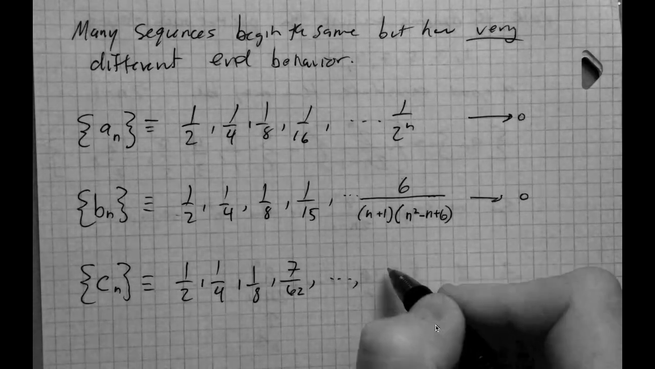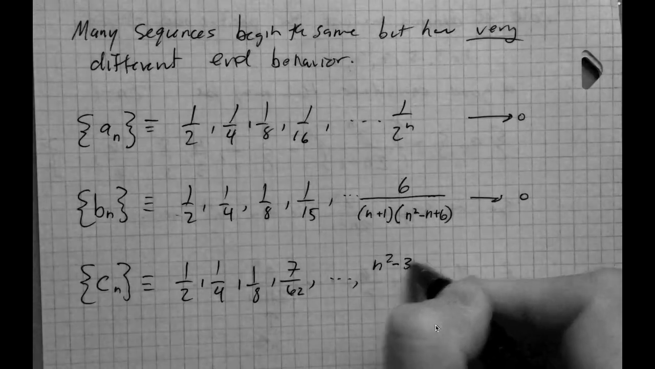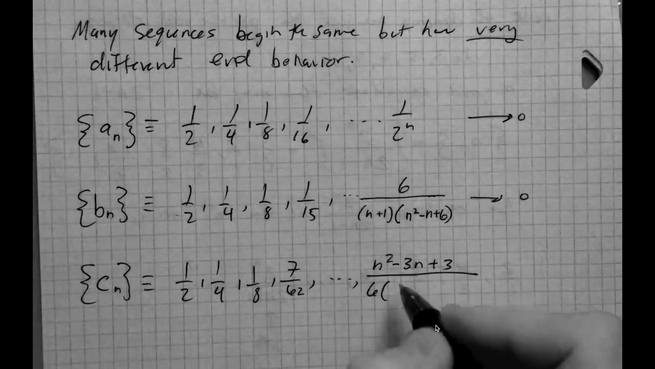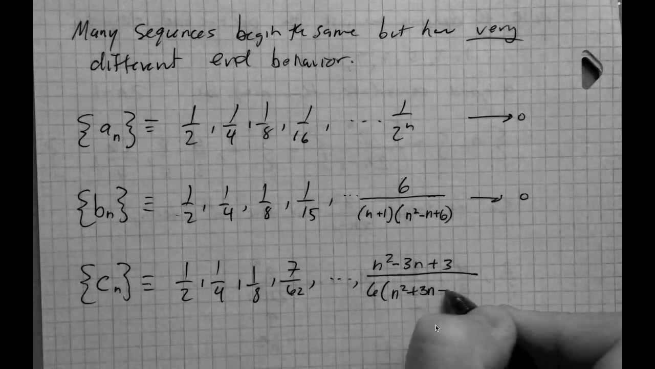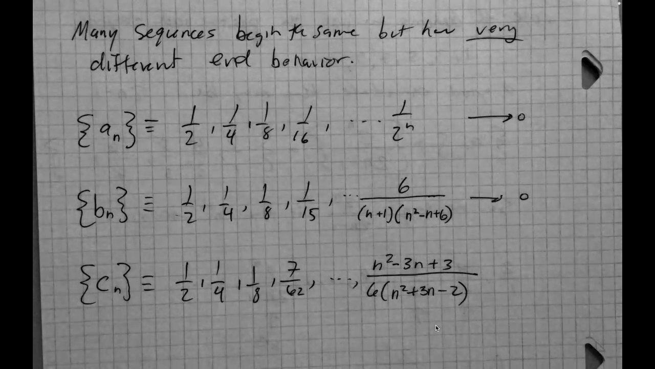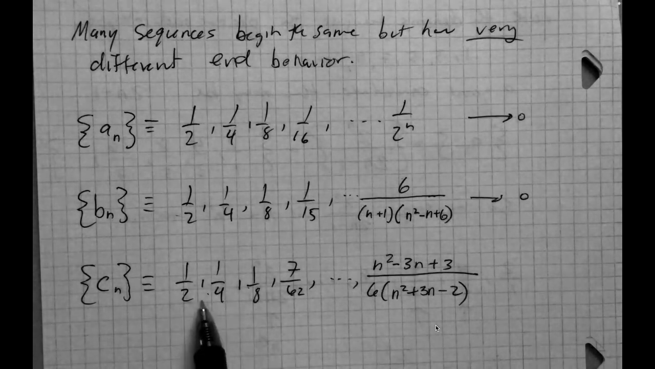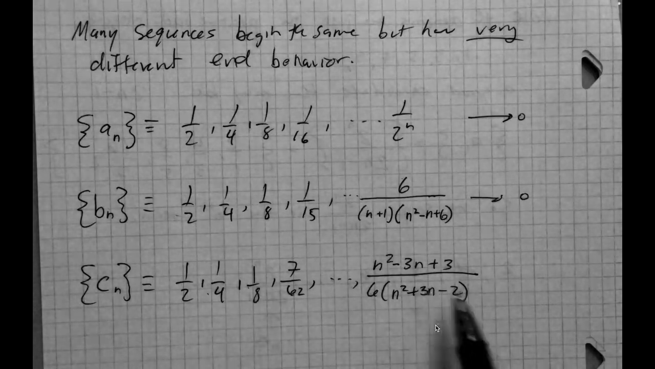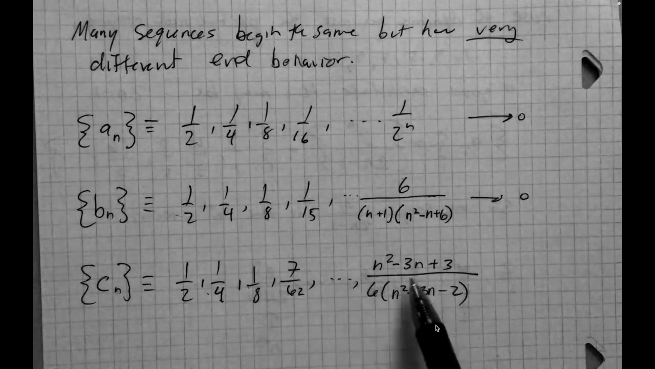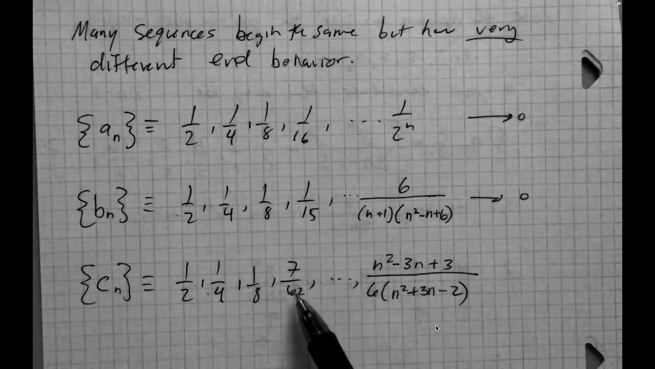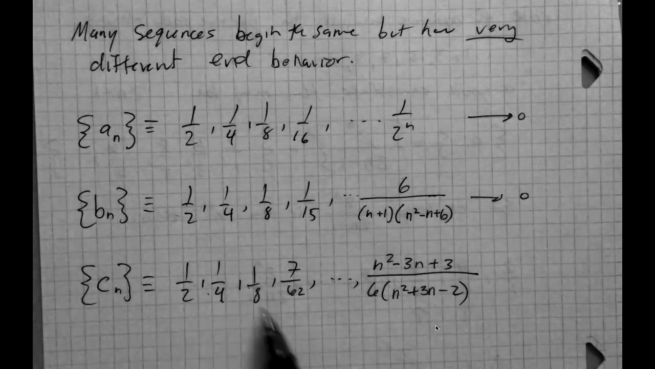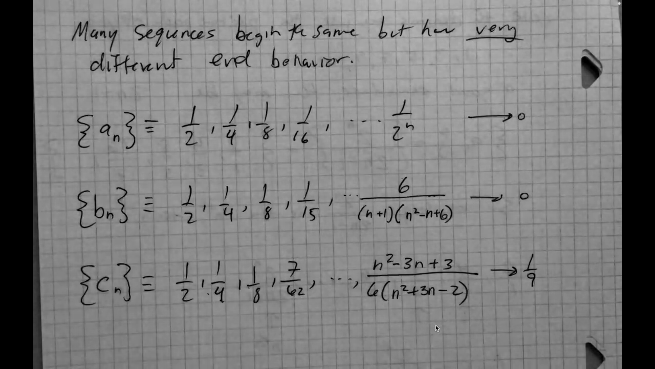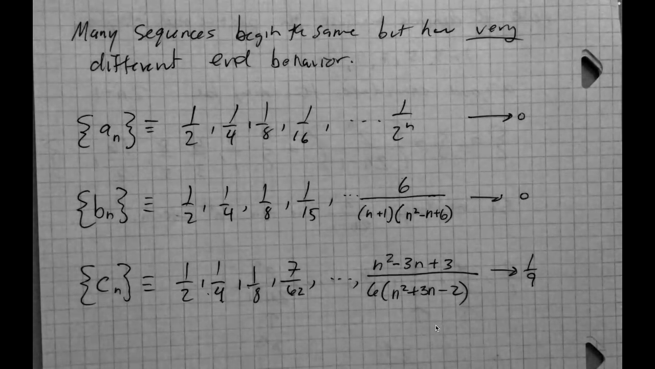So this one looks like this: n squared minus 3n plus 3 over 6 times n squared plus 3n minus 2. Even though this starts very much the same, if you take n equals 1 and plug it in, you'd get a half. If you take n equals 2, you get a fourth. If you take n equals 4, you get 7 over 62. So this sequence converges to 1/9. As n goes to infinity, the terms of this sequence get ever closer to 1/9.